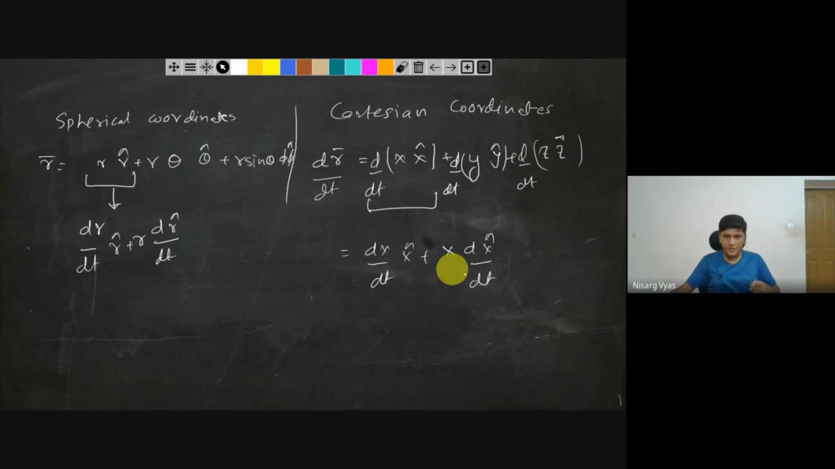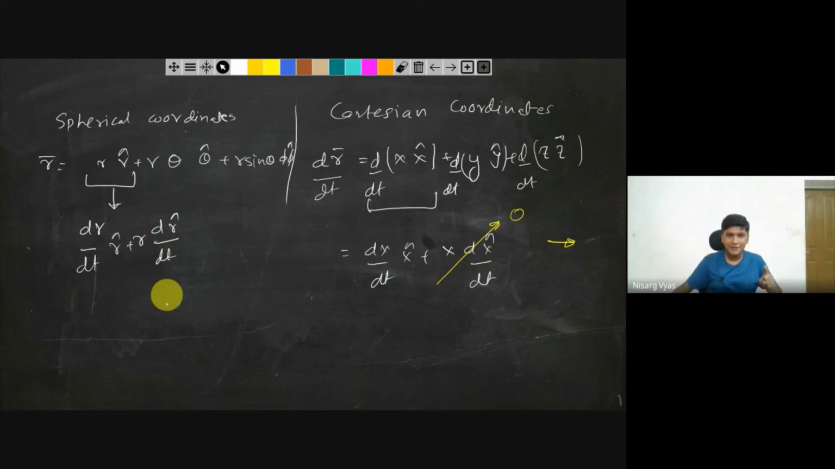But here what happens, you know that this is a unit vector in the direction of x cap, so its magnitude is fixed, and its direction is fixed because the direction is x cap, in the x direction. Magnitude is 1, a unit vector. So this term is 0 immediately because it is not changing with time.